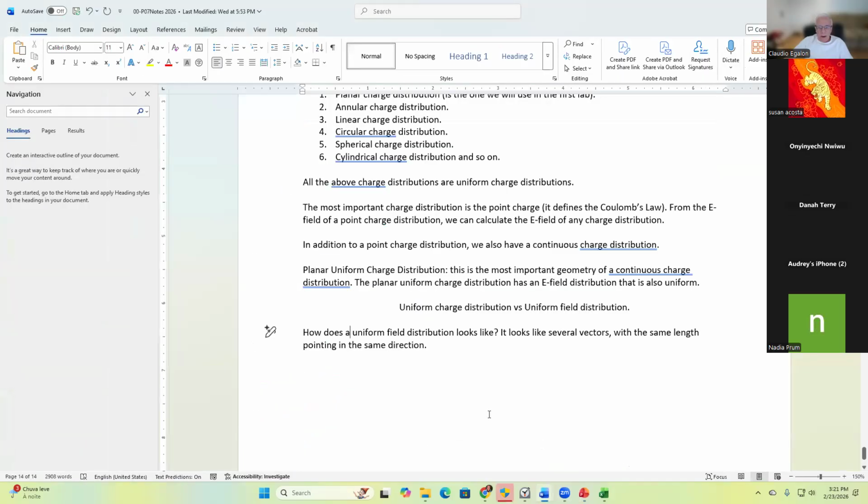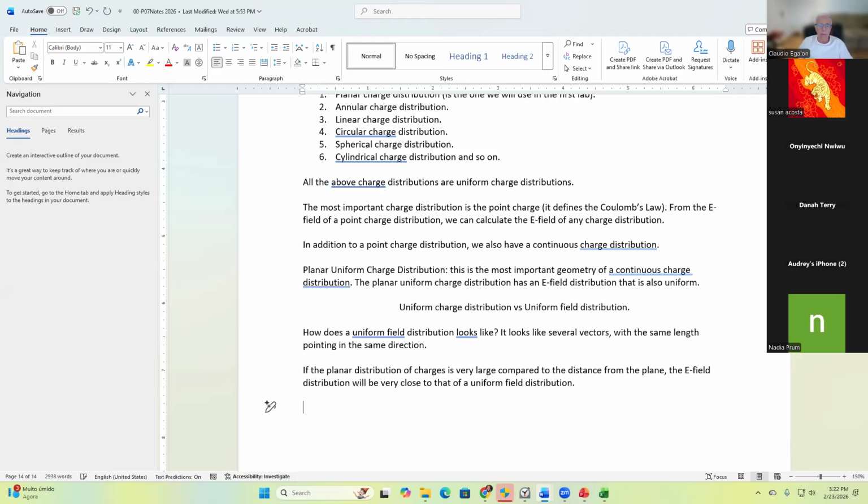So here you go. Okay. If the planar distribution of charges is very large compared to the distance from the plane, the electric field distribution will be very close to that of a uniform field distribution. Okay? Keep that in mind.